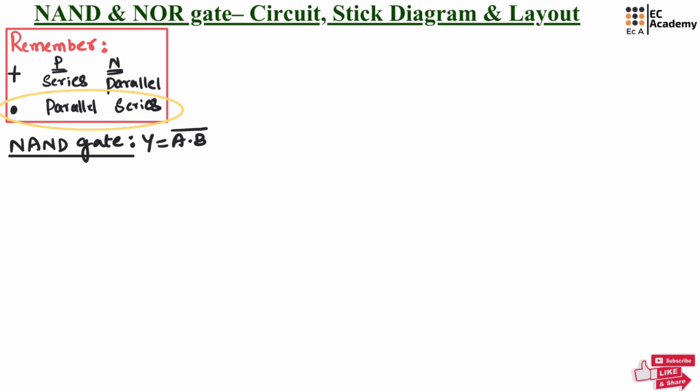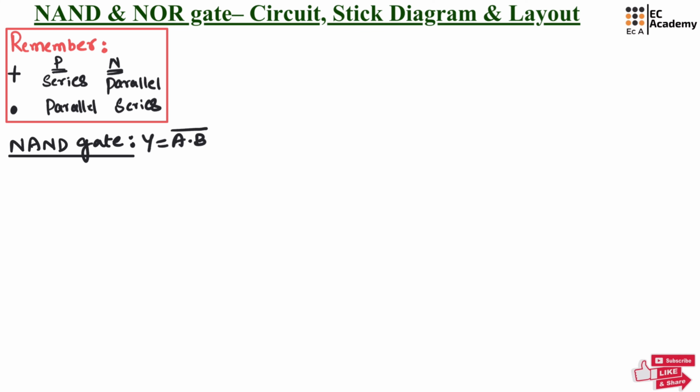Now, in this equation, A dot B is there, which means AND operation is there between A and B. So, while representing a PMOS in a CMOS circuit, you need to take A and B in parallel, and while representing the NMOS, you need to take A and B in series. So, let us represent that.